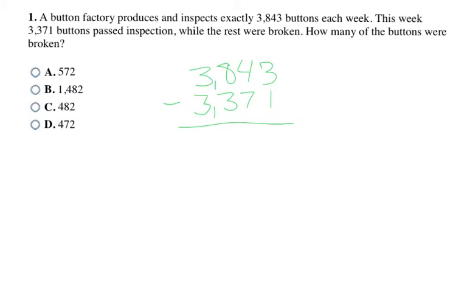And so here, 3 minus 1 is 2. I'm going to have to borrow and make the 4 a 14 and the 8 a 7. 14 minus 7 is 7. 7 minus 3 is 4. And then 3 minus 3 is 0. So that means 472 buttons were broken. And if I look at my answer and what it was that I was asked, my answer makes sense. It's not too big of a number or too small of a number. So D is going to be my final answer.